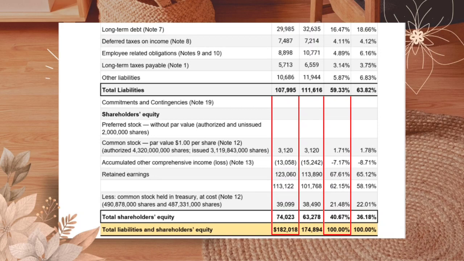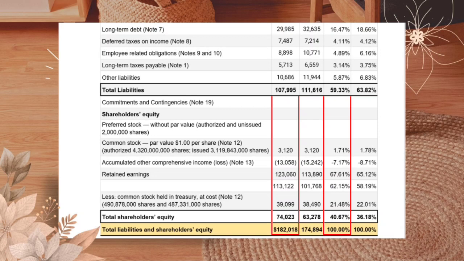3,120 divided by 182,018 multiplied by 100. The result will be 1.71%. Next is accumulated other comprehensive income, which is loss. We have here 13,058 loss divided by 182,018 multiplied by 100 is equals to negative 7.17%.